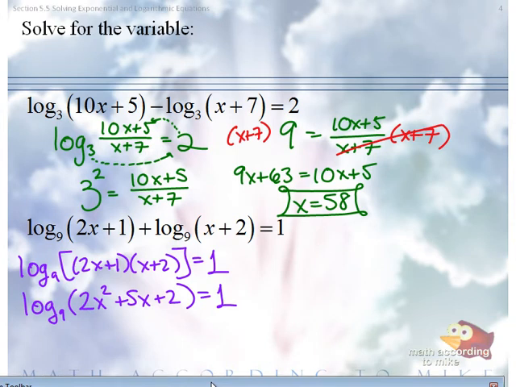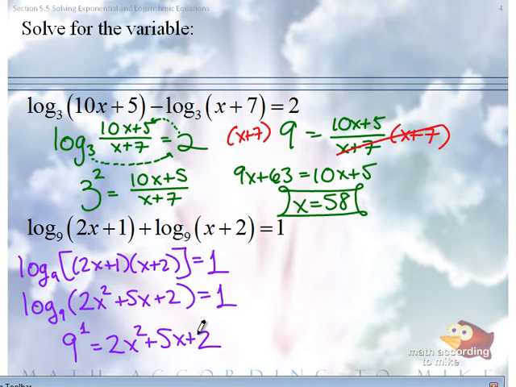Log base 9 of 2x squared plus 5x plus 2, all equals 1. We do not have log equals log. We have log equals number. So because of this, we need to rewrite it as an exponent. What will that exponent look like? Very good. 9 to the first equals that quadratic.